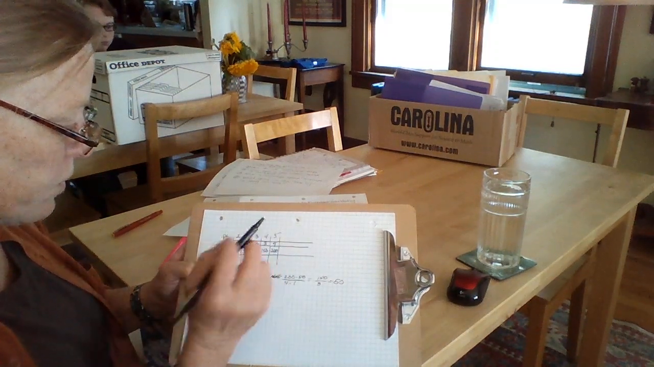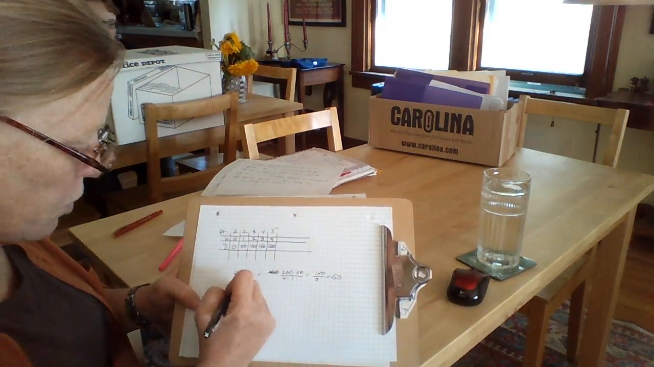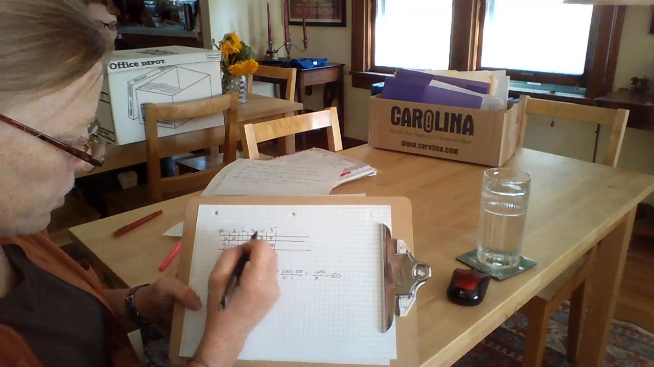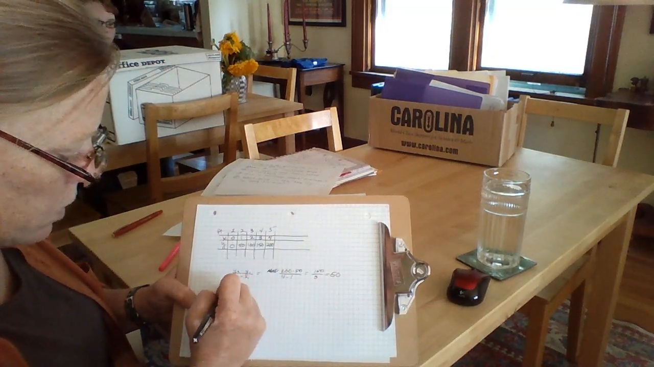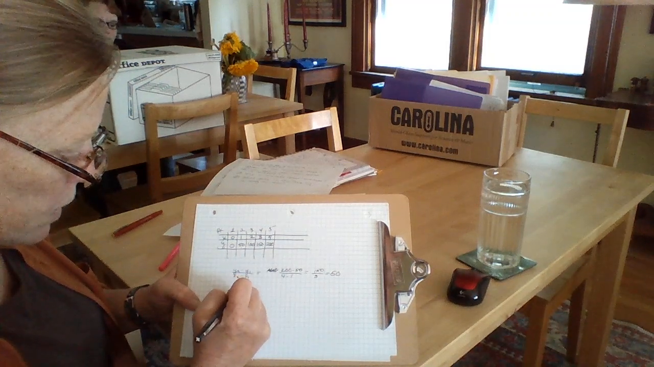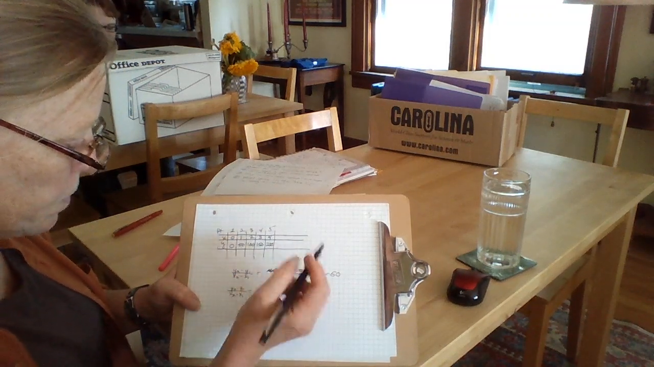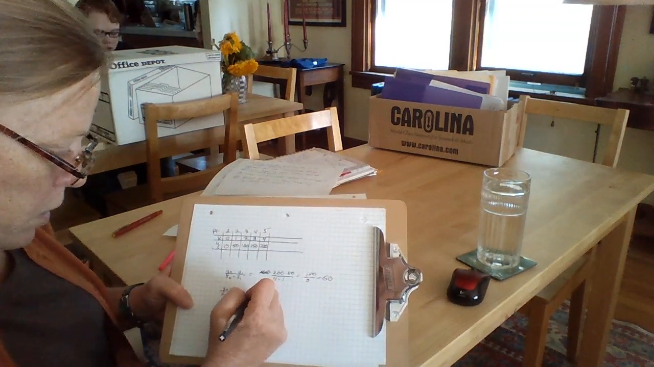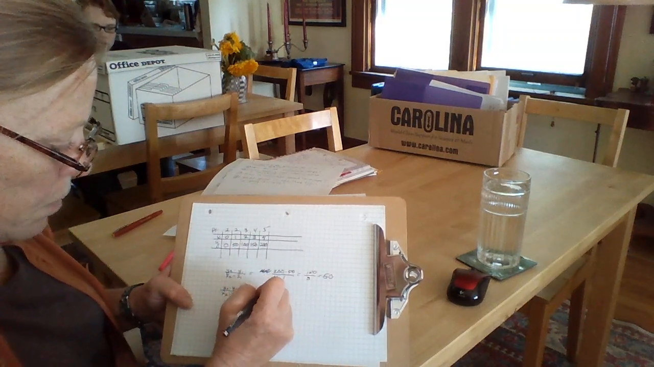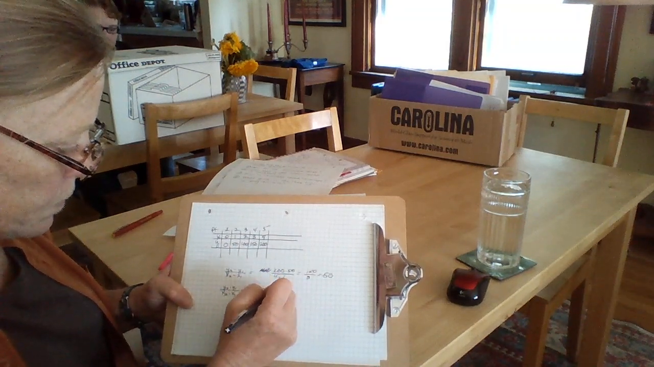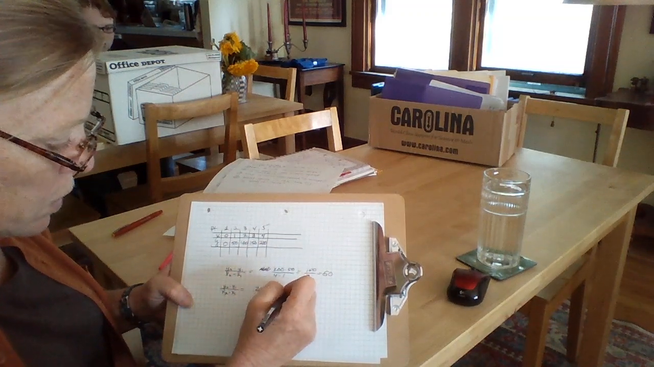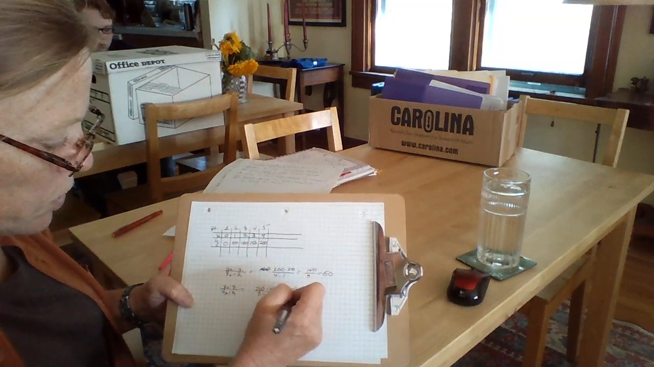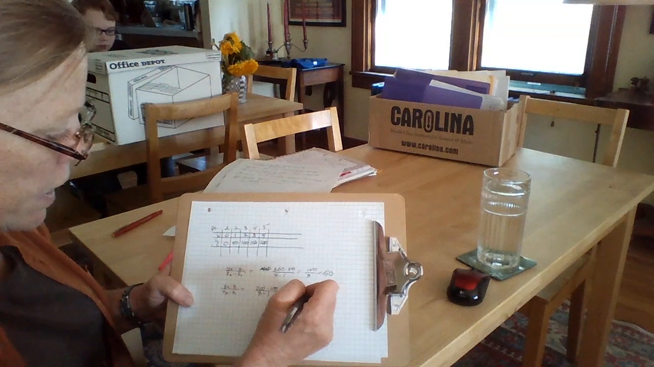Let's do 0.5 versus 0.3. y2 minus y1 over x2 minus x1 equals 200 minus 100 over 3 minus 1, which is 100 over 2, which is 50.